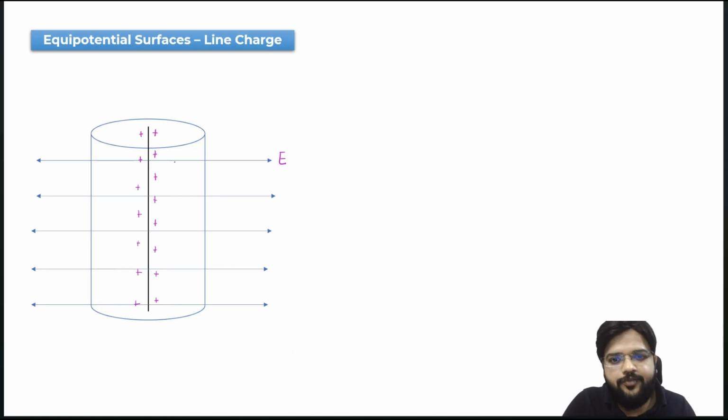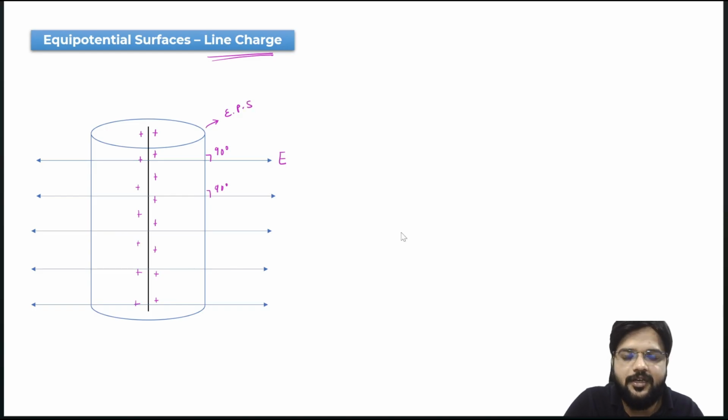So this is the direction of the electric field and this is the equipotential surface. We can see here that both intersect at 90 degrees. So for line charges, we will get a cylindrical equipotential surface. This is our equipotential surface, everyone. I hope this is clear. Note down.